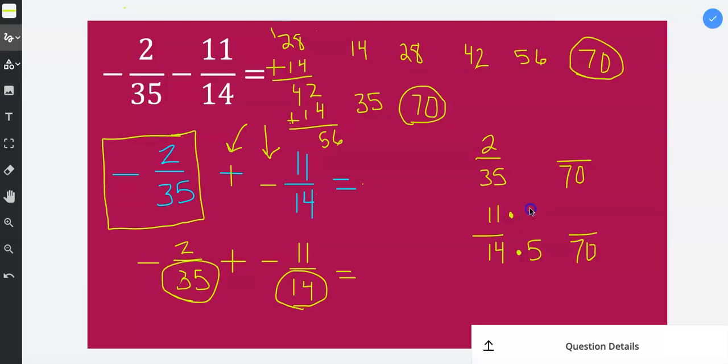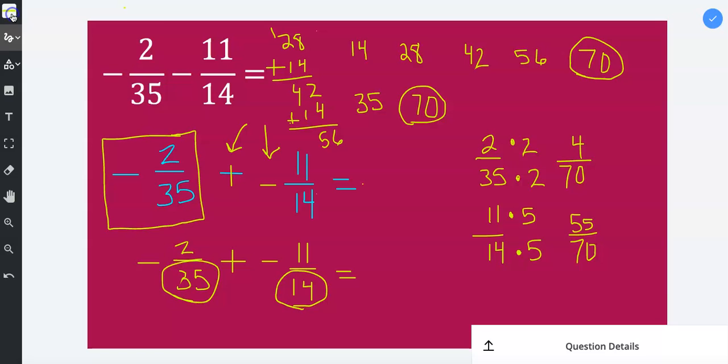If I multiply the denominator by 5, I need to multiply the numerator by 5 as well. We're creating equivalent fractions. 11 over 14 is equivalent to 55 over 70 because I multiplied the denominator and numerator by 5. If you multiply each by the same factor, you'll get an equivalent fraction. Now 35, I multiplied by 2 to get 70. So that means I need to multiply the numerator by 2 to create an equivalent fraction. So 4/70 is equivalent to 2 over 35.